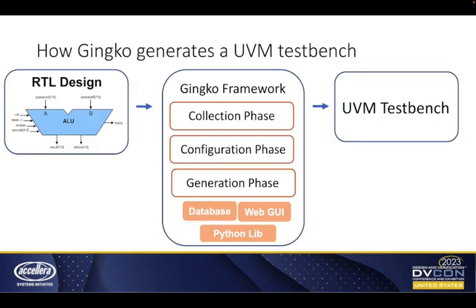Here are the Jinko procedures to generate a UVM testbench. From the RTL design to the generated testbench code, we go through three phases in the Jinko framework: the collecting phase, the configuration phase, and the generating phase. I will talk more about these phases in detail in the next couple of slides. These phases can be configured with either a Python script or through the web GUI, and all the data generated during these phases will also be stored in the SQL database.